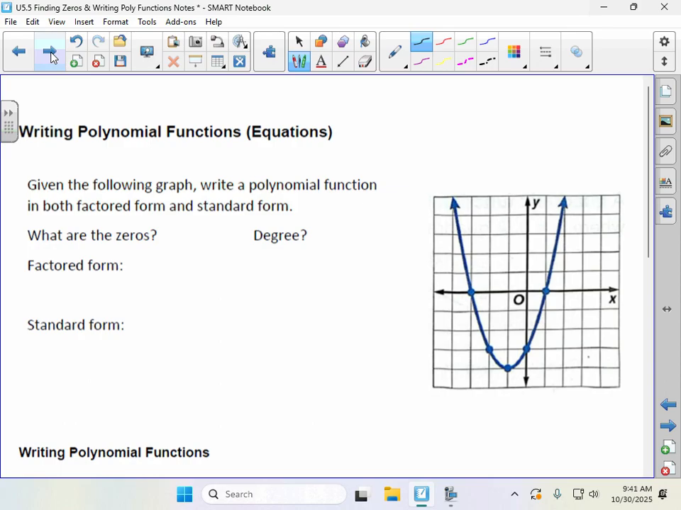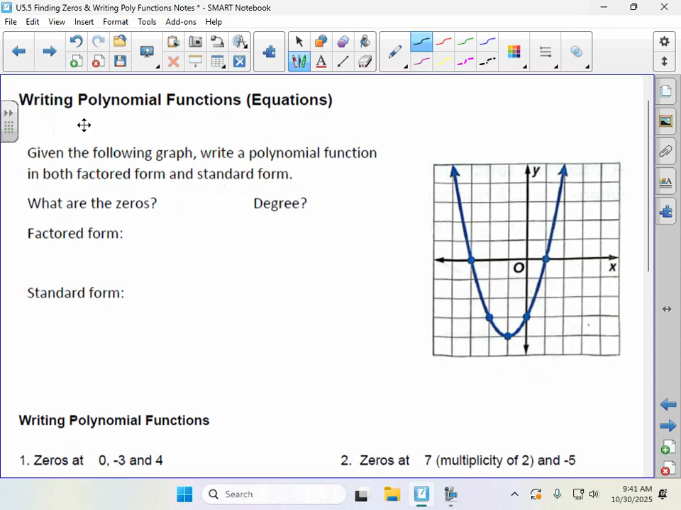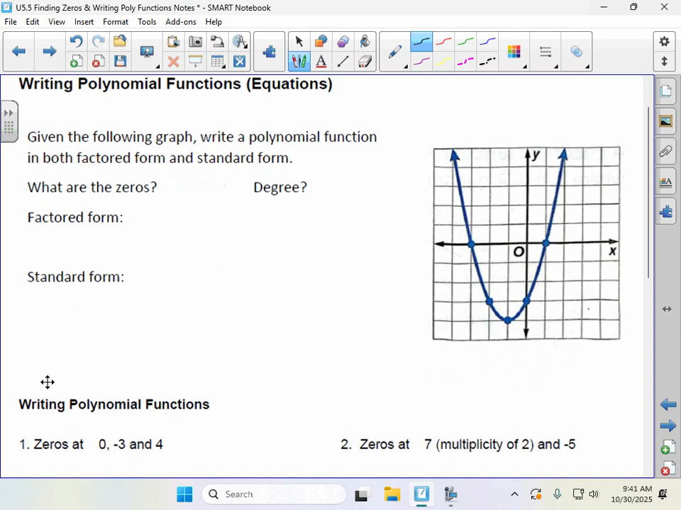All right, writing polynomial functions. Given this graph, what we're going to do is write a polynomial function in both factored and standard form. We did this before, so this isn't going to be too new, and we can answer each of these questions. What are the zeros to this polynomial? Remember, zeros are x-intercepts, solutions. So wherever the graph crosses the x-axis, that's where your zeros are.